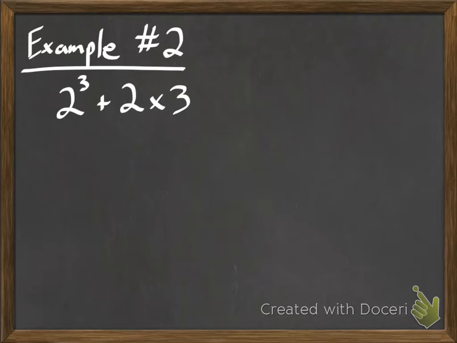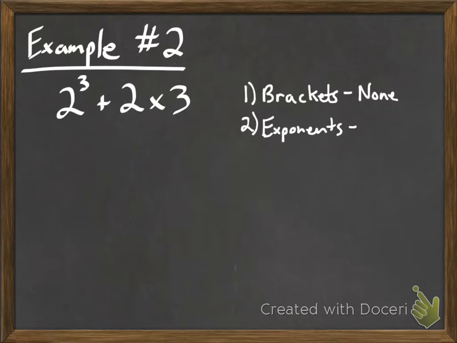Alright, so let's throw in some other pieces into it. Let's say we have 2 to the power of 3 plus 2 times 3. Brackets? We don't have any brackets. Exponents? Yes, we have exponents. We have 2 cubed, so 2 times 2 times 2 gives us 8. So we can rewrite this as 8 plus 2 times 3.